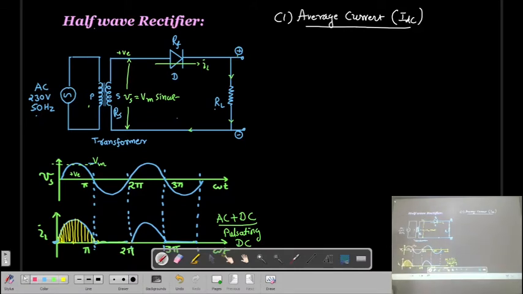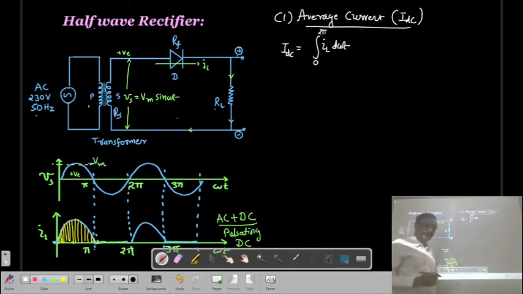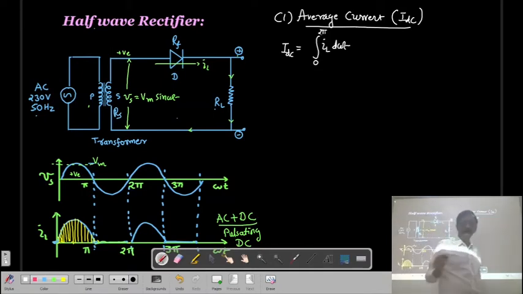So if I write it, the DC current is given as IDC equal to the integration of the load current with respect to omega t, and I am taking the summation over one complete cycle. So this limit will be from 0 to 2 pi, and then we divide by 2 pi. How many data points are there? We are taking a summation up to 2 pi, so we divide by 2 pi, and this integration will give you the average value of the current.